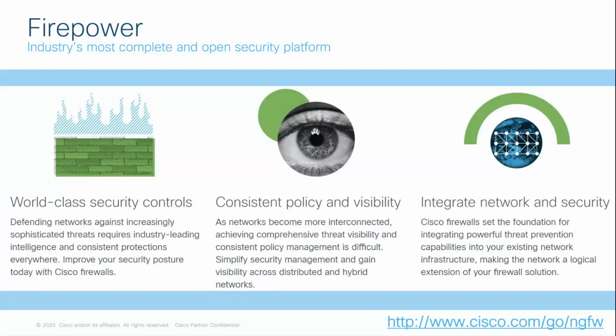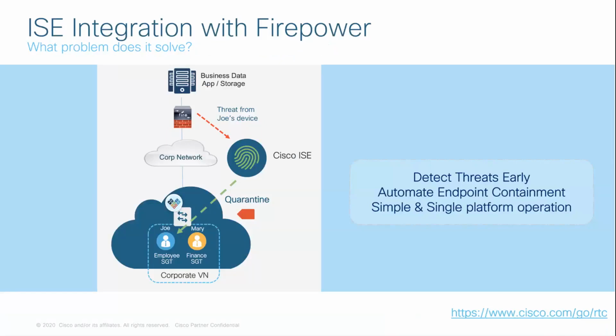Now let's talk about integration. What is the integration itself and what problem does it solve? ISE and Firepower integration. First of all, we need to think about Cisco Rapid Threat Containment. It's a Cisco security solution that utilizes the capabilities of Firepower Management Center, or FMC, and Cisco ISE in order to detect and automatically contain malware with a set of integrated and vendor-supported detection, visibility, and enforcement technologies.